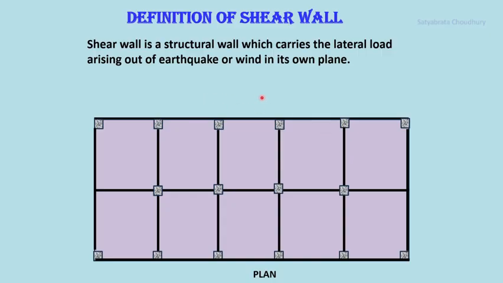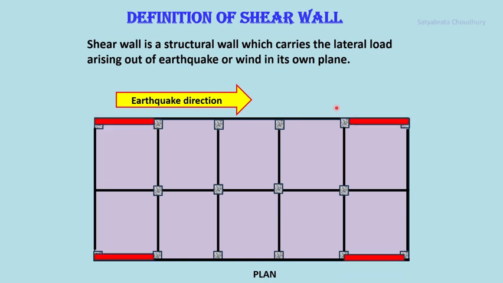Let us consider the plan of a frame shear wall building. So earthquake may come along the long direction of the building plan or along the short direction of the building. But suppose it comes along the long direction of the building plan, then where do we place the shear wall? In that case, you have to put the shear wall like this. The shear walls are to be in the same direction as the direction of the earthquake. And shear wall is to be placed symmetrically in the building.